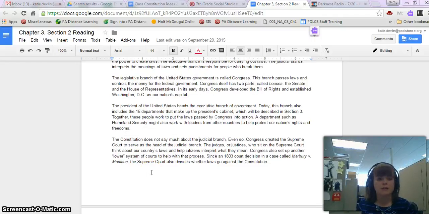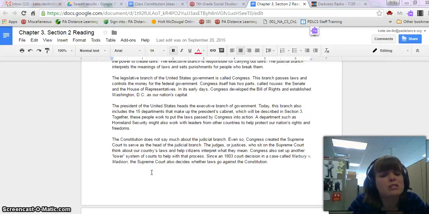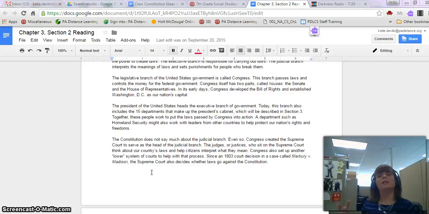The Constitution does not really say much about this branch. Even so, Congress created the Supreme Court to serve as the head of the judicial branch. So the Supreme Court is the top court. So anything they say is law.